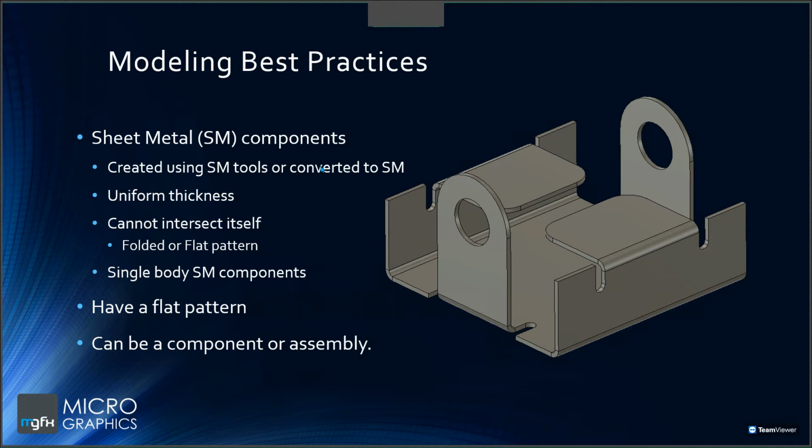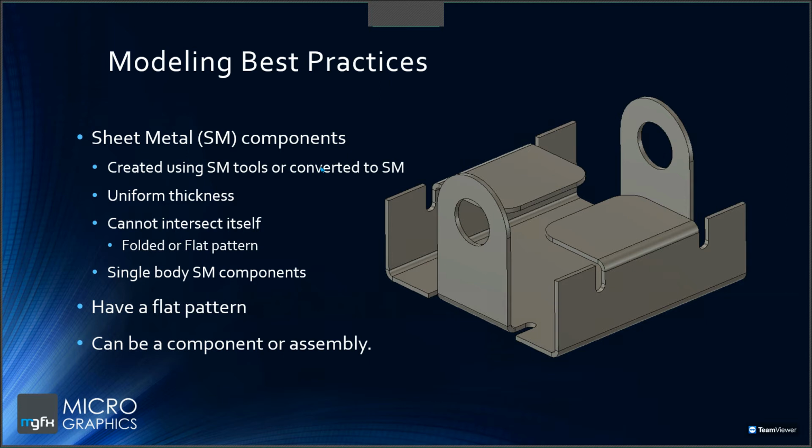The material has to be of a uniform thickness, with no area in the design that is thicker or thinner than the specified sheet metal thickness. So you would have a sheet metal rule that says it's made from 2mm steel. Your design has to have that uniform 2mm thickness throughout. The folded component or the flat pattern itself also cannot intersect itself, as this would make it impossible to open out or to open up and create that flat pattern.